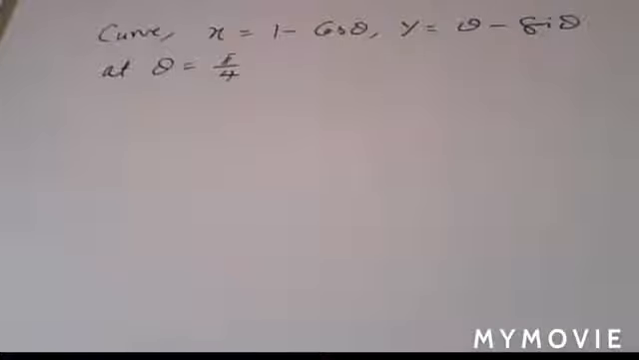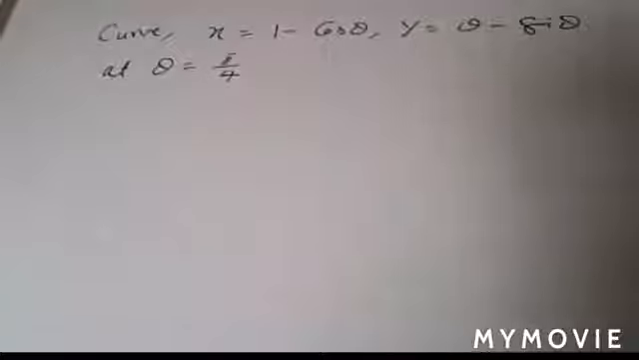Means here you have to find the equation of tangent to the curve x is equal to 1 minus cos theta, and y is equal to theta minus sine theta at theta is equal to pi by 4. Here you can very easily find the derivative of the curve, no problem for that. You can very easily find the value of dy by dx. But how do you find the point? If you put theta is equal to pi by 4 in the given curve, you have the point on the curve. That means you have the values of x1 and y1.